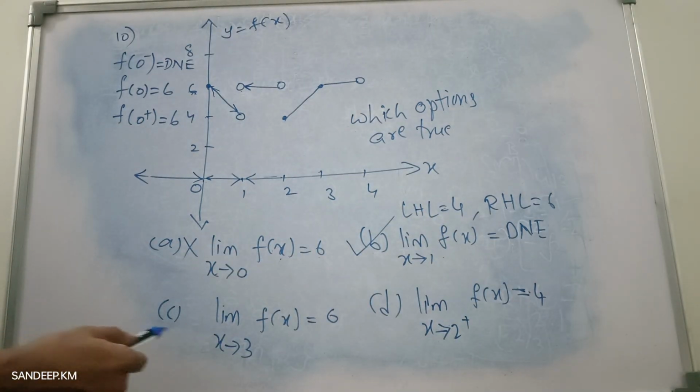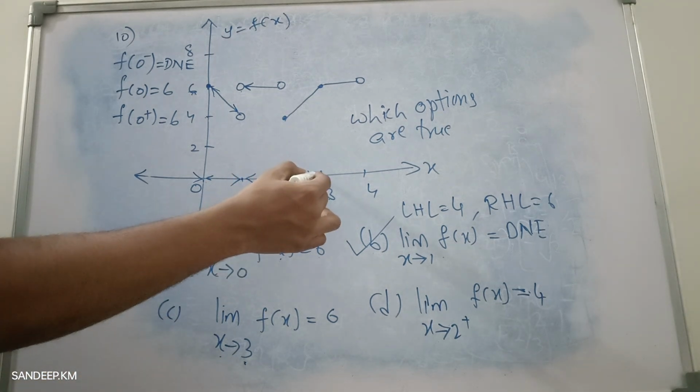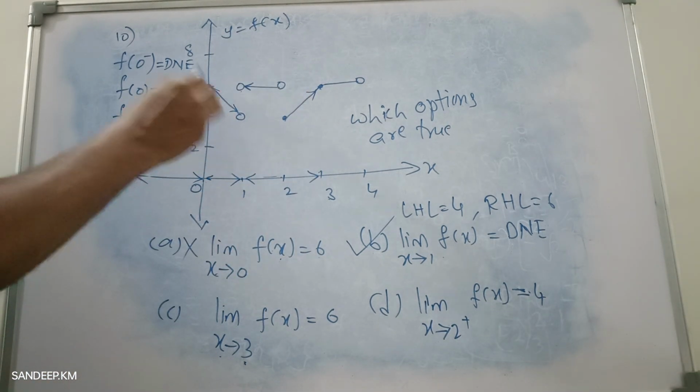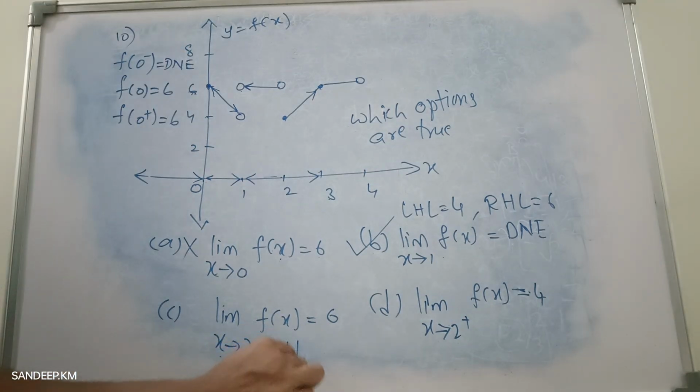Come to the third one, try to answer it. Yes or no? Is it correct or not? When x approaches 3, observe which number? X is approaching 3 now. What is LHL? When x is approaching 3 from the left side, the graph is approaching what number from the left side? 6. So the left hand limit in this question is 6.